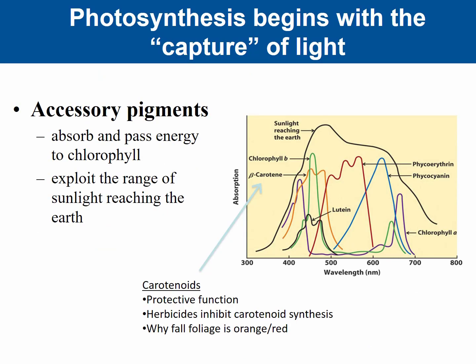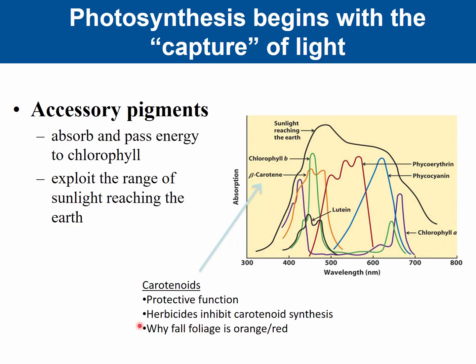So there are several different types of accessory pigments, and they have the job of absorbing and passing energy to chlorophyll. This is used to exploit the range of sunlight reaching the earth, because if chlorophyll A and B only absorb certain wavelengths of light, that's a lot of energy wasted, a lot of wavelengths of light that would not be absorbed by the plant. And so instead, the plant has different accessory pigments to absorb different wavelengths of light.